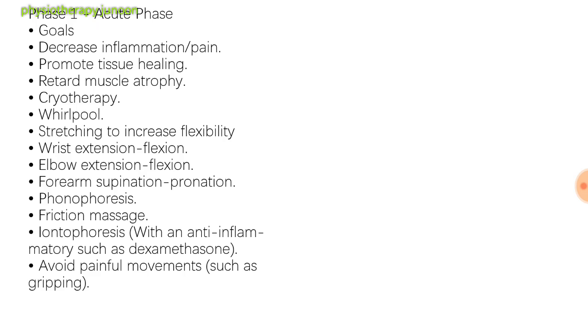When the patient comes to you, your first goal in phase 1, the acute phase, is to decrease inflammation and pain and promote tissue healing, and retard muscle atrophy. Use cryotherapy, whirlpools, and stretching to increase flexibility: wrist extension, flexion, elbow extension, flexion exercises, forearm supination, pronation. You can use phonophoresis, frictional massage, and iontophoresis with an anti-inflammatory such as dexamethasone. Avoid painful movements such as gripping.